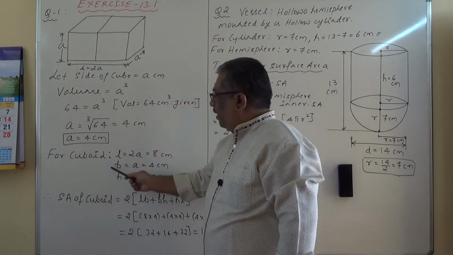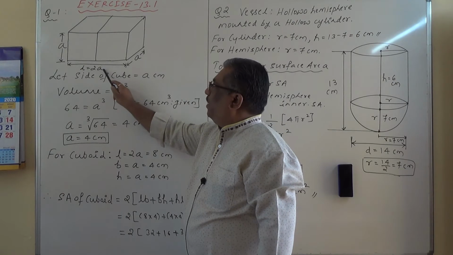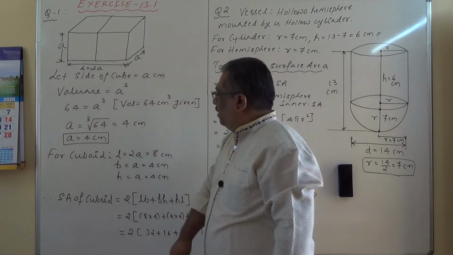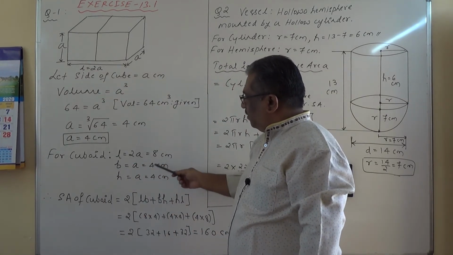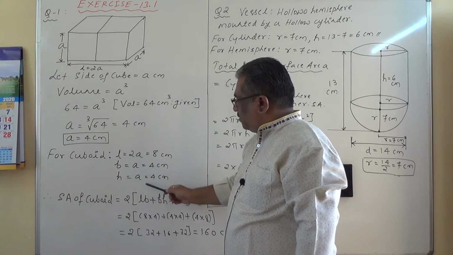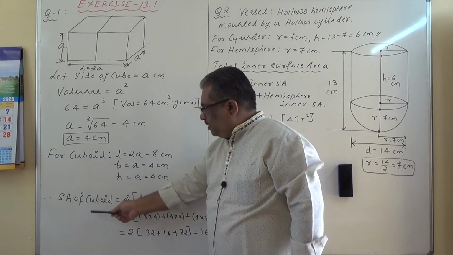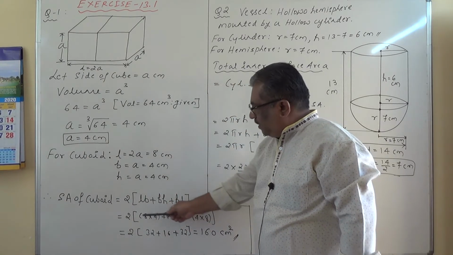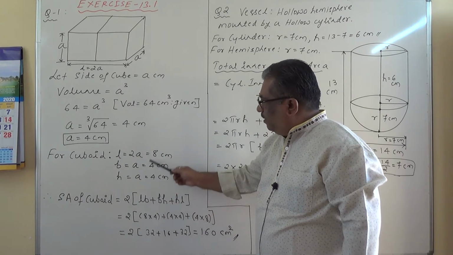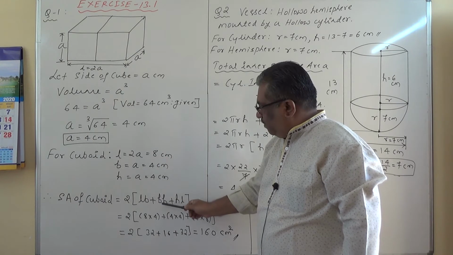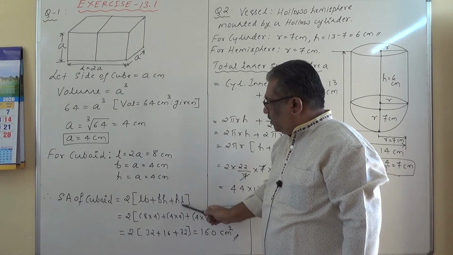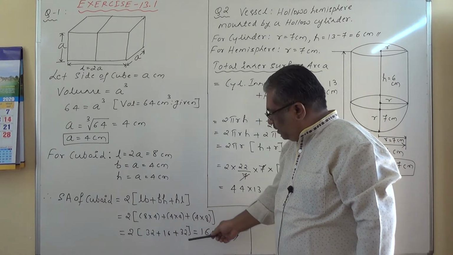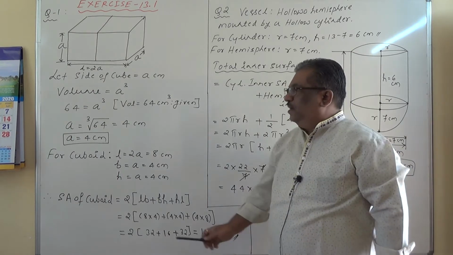So for a cuboid, length is 2a, a plus a, and breadth is a, and height is a. So for this cuboid, L equals 2a, which is 8 centimeter, B equals a, 4 centimeter, H equals a, 4 centimeter. So the surface area of the resulting cuboid is given by 2 times (LB plus BH plus HL). Substituting the values, 2 times (8 into 4 plus 4 into 4 plus 4 into 8). So finally 2 times (32 plus 16 plus 32), which is 160 square centimeter. Okay, please note it down.